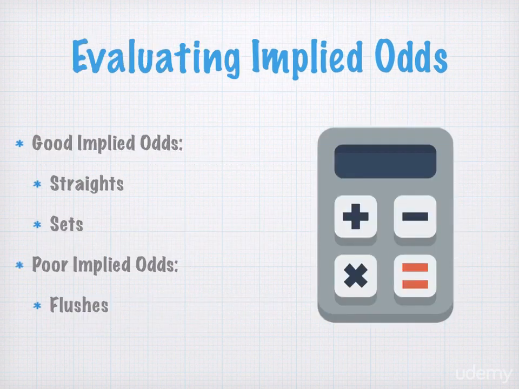Lastly, evaluating implied odds. Good implied odds come with straights and sets. Poor implied odds come with flushes. So that's just another thing to keep in mind. But that's it for this section. Implied odds are a very basic thing, and it's a very basic structure that you can add to your game, and it will really help you build up more profitability over the long haul.